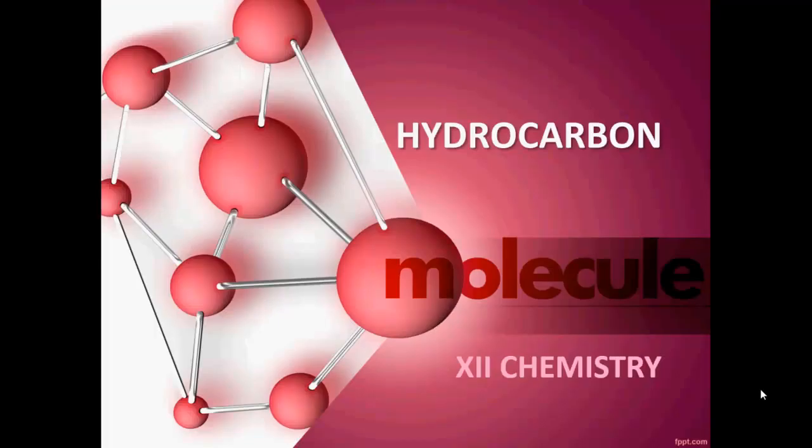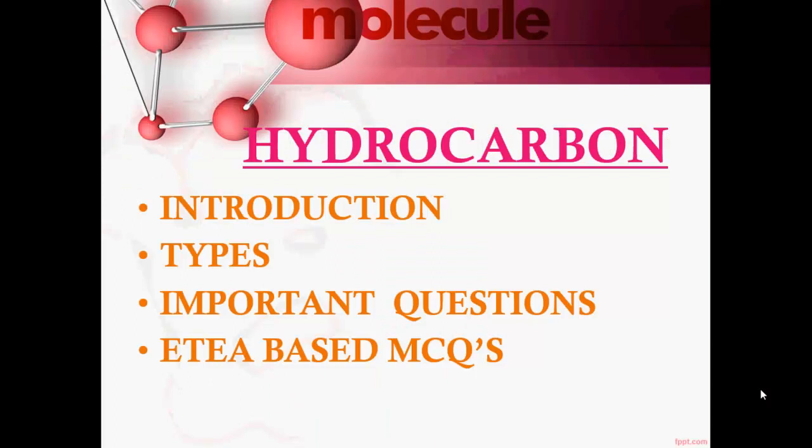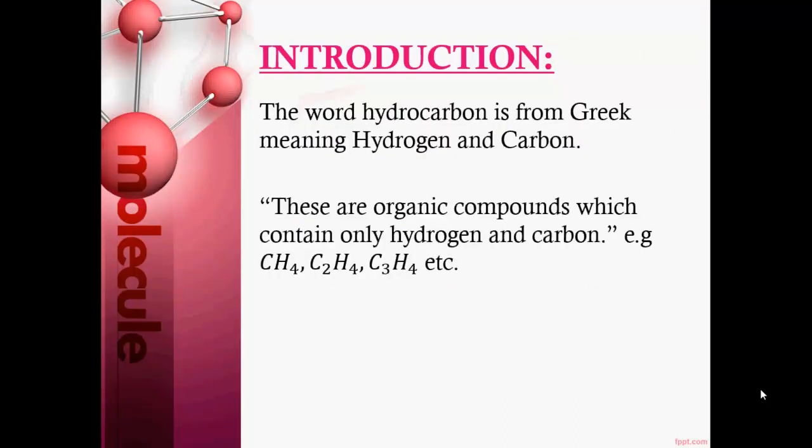Dear students, today my topic of discussion is from the second year textbook, that is hydrocarbons. In this topic, we will go through their introduction, types, important questions and ETA based MCQs. The word hydrocarbon is from Greek, meaning hydrogen and carbon. So hydrocarbons are organic compounds which contain only hydrogen and carbon. For example, CH4, C2H4, C3H4, etc.